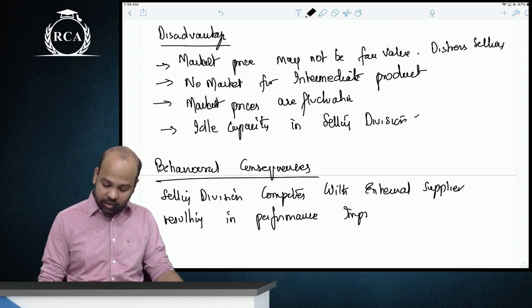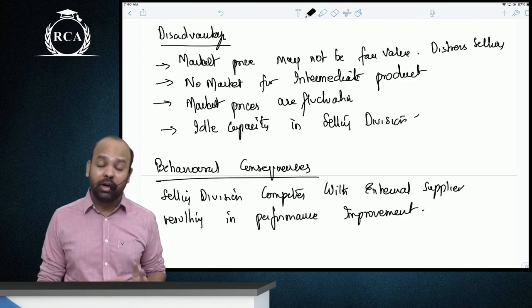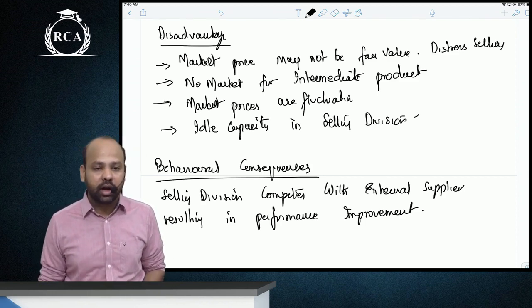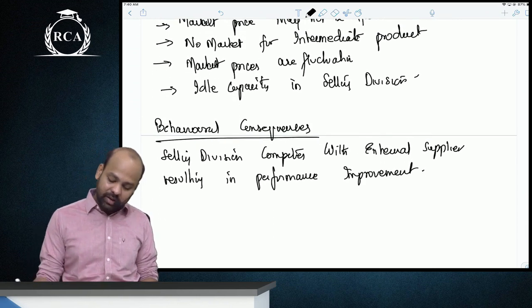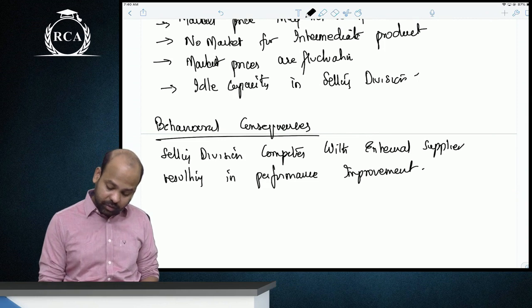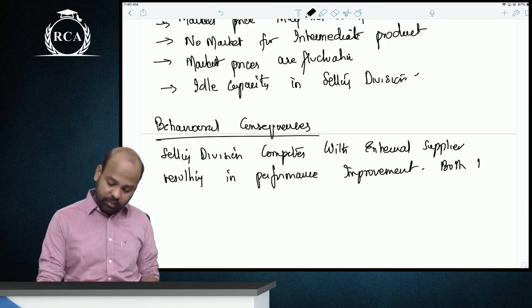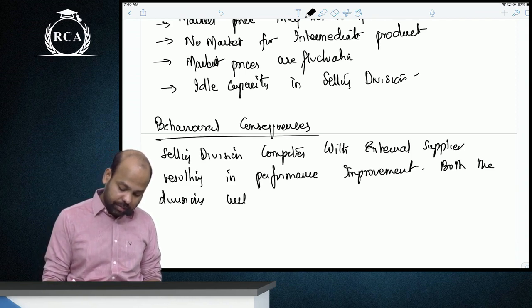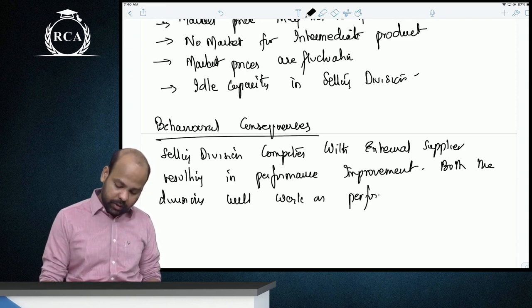This is one of the biggest drawbacks of cost based transfer pricing. They will never be motivated to work on improvements, because anyway they know they're guaranteed full recovery of cost. So the selling division competes with the external supplier, resulting in performance improvement. Also, both the divisions will work on performance improvement.